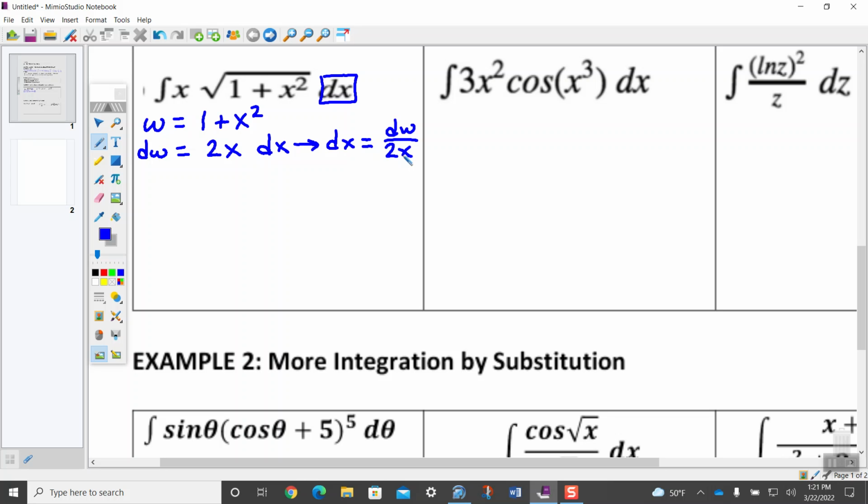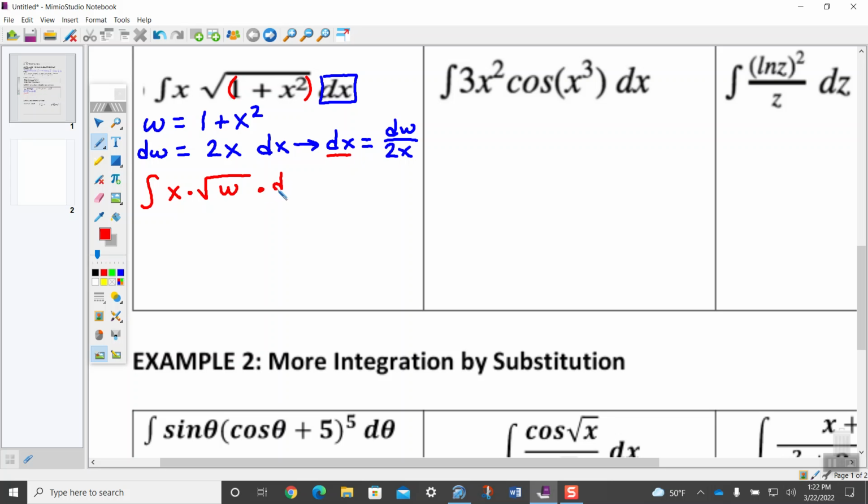Okay, here's how this works. Now change colors. This is where your substitution starts. This is going to become the antiderivative of x, that first x right up here, times the square root of 1 plus x squared. This is where things get kind of fun. But did we let 1 plus x squared equal something here? W. So instead of the square root of 1 plus x squared, we're going to have the square root of w. Then there was a dx out here, but we just found out that dx is equal to dw over 2x.